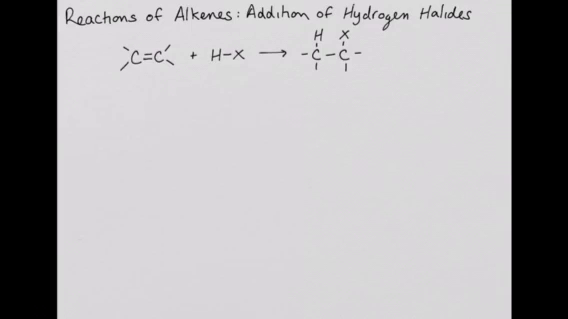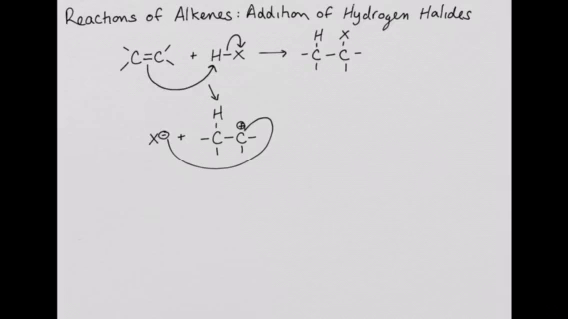First, the nucleophile will attack the electrophilic portion of the HX molecule. This will cause the loss of the nucleophilic portion of this molecule, producing a carbocation and a molecule of the nucleophile, a halide in this case. In the second step, the nucleophile that was just formed will attack the carbocation, producing the product. Now let's look at a specific example of an addition of a hydrogen halide to an alkene.